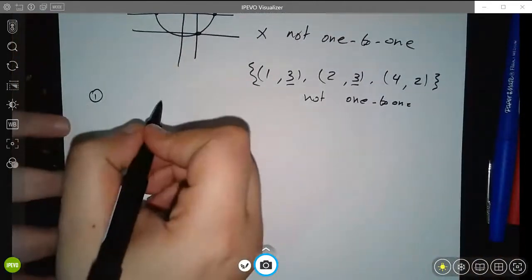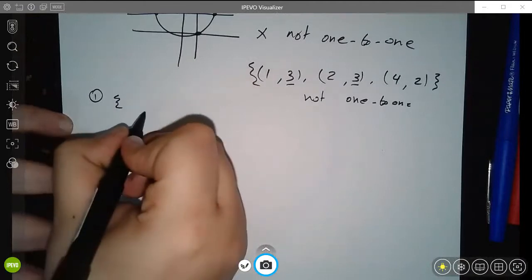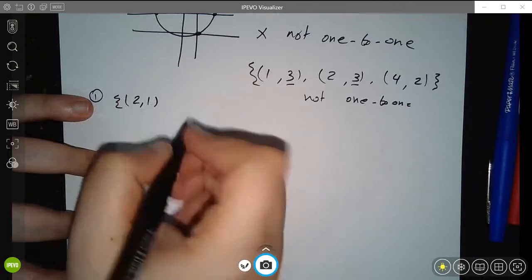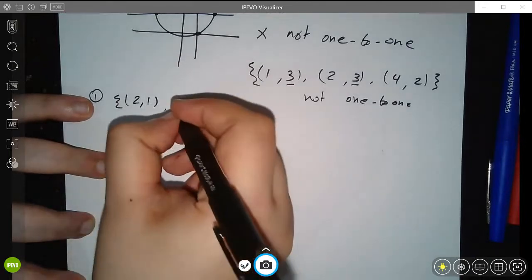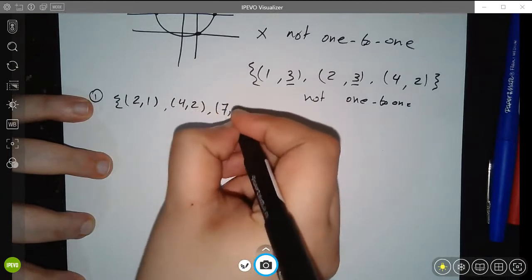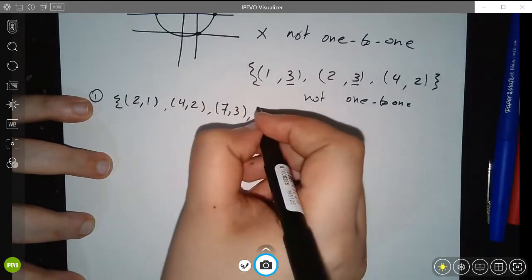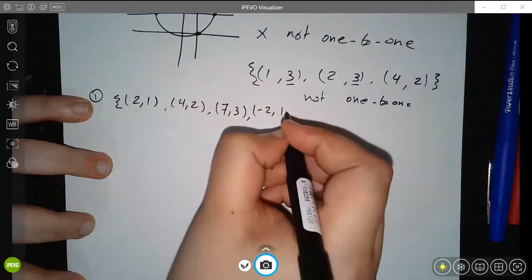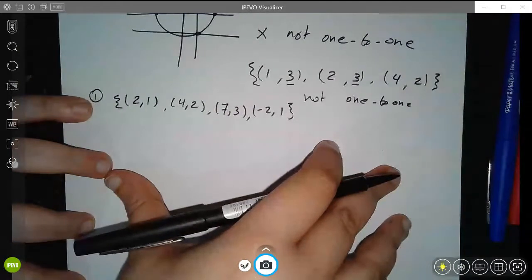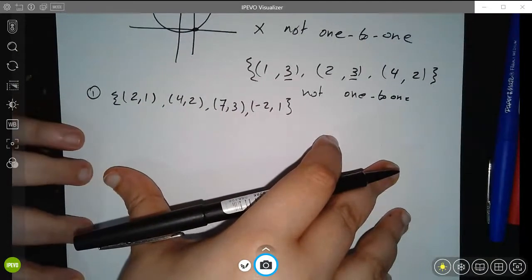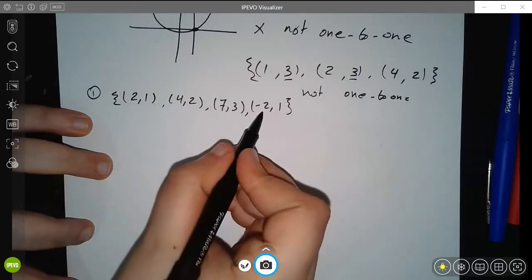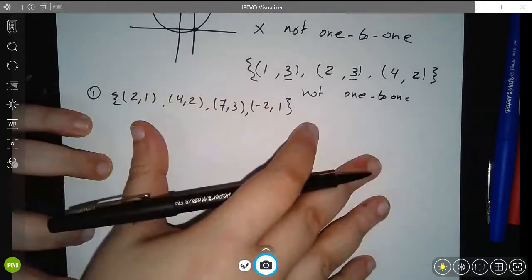So if I give you the first example in the notes, it's another relation. We have the point 2, 1, another point which is 4, 2, another point which is 7, 3, another one which is negative 2 and 1. Yeah. And now we need to look at the x's. You have 2, you have 4, you have 7, and the negative 2. None of them are similar, so this is a function.